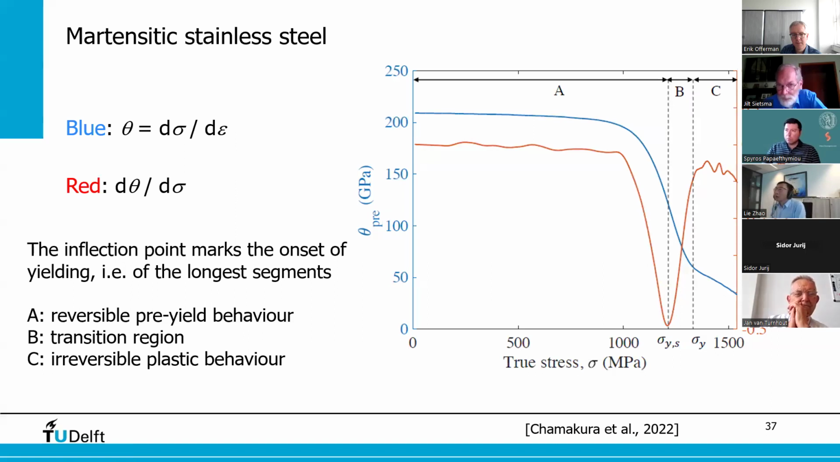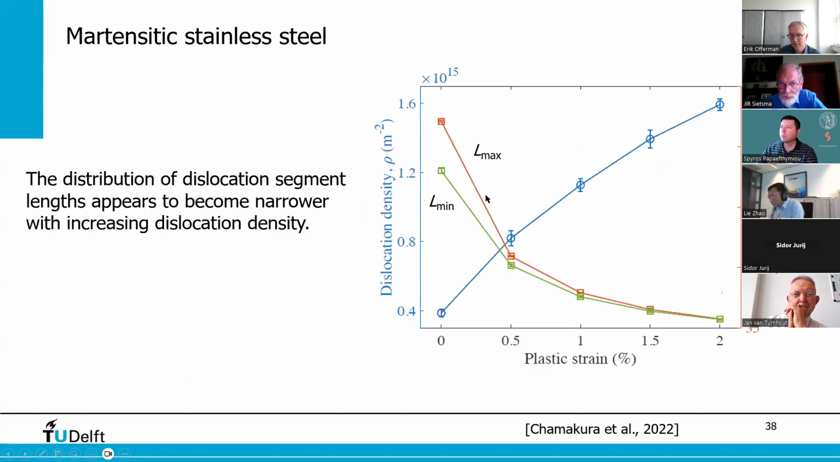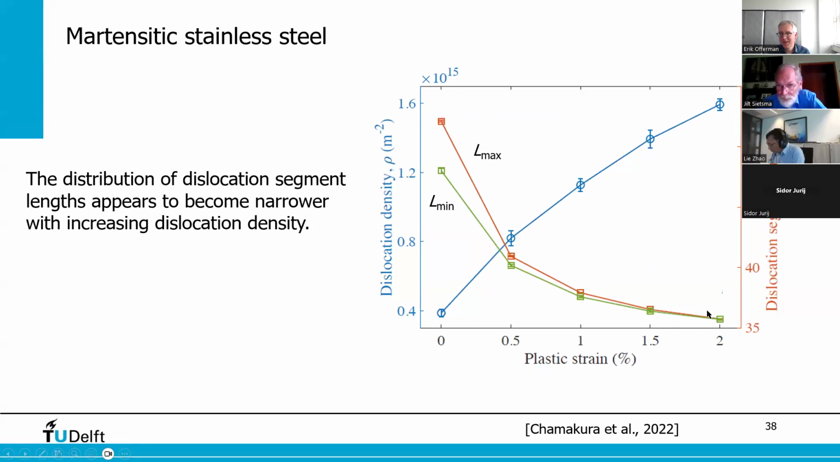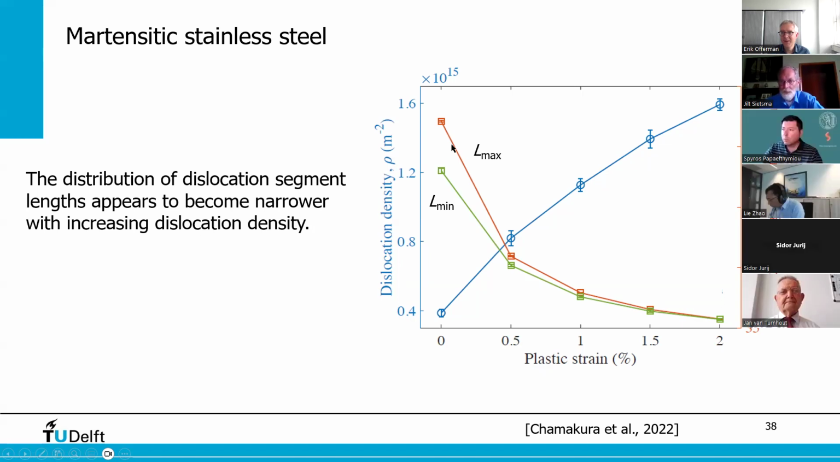So by looking at these points here as well, we can determine on the left-hand side, the low stress side, the longest segments, and on the high stress side, the smallest segments. So we have an L max and an L min. Dislocation density increases as a function of strain. The segment length decreases, and you see that the distance between these 2 points is something like an indication of the width of the segment length distribution. And with increasing plastic behavior, that width becomes smaller and smaller.